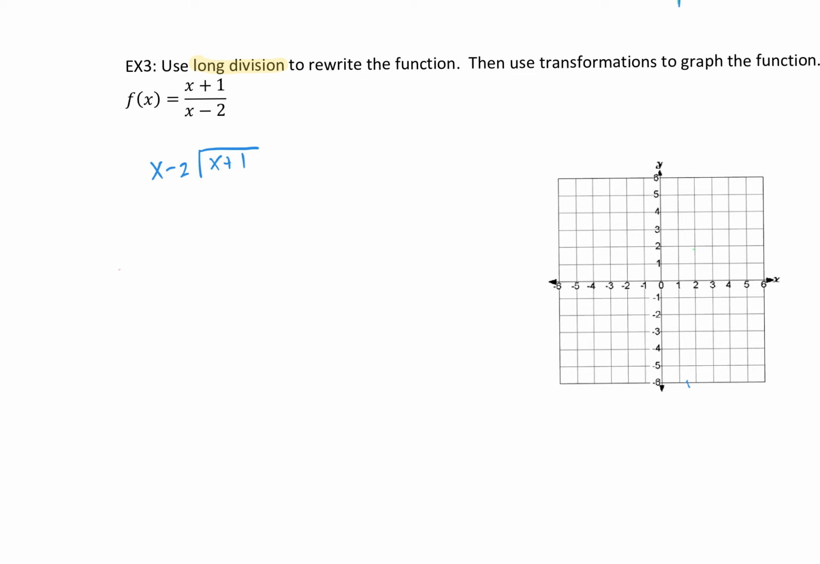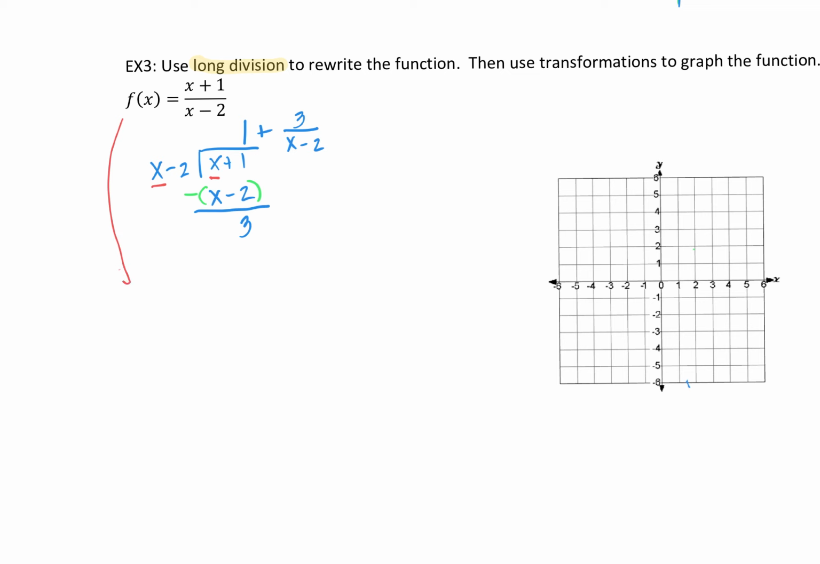So again, we have to ask ourselves, what do I need to multiply this x on the outside by so I get the x underneath the division bar? So I'd have to multiply that by a 1, so that's our quotient. 1 times x minus 2 is x minus 2, and then we subtract down. So x minus x is 0. 1 minus a negative 2 would be a positive 3. And we write it as 1 plus the remainder of 3 over the divisor of x minus 2.